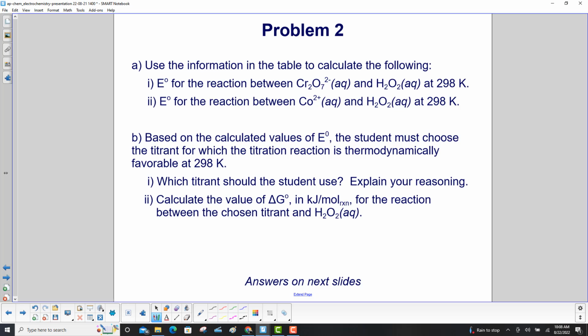B, based on the calculated values of E0, the student must choose the titrant for which the titration reaction is thermodynamically favorable at 298 K. Which titrant should the student use? Explain your reasoning. Then Part 2, calculate the value of delta G0 for the reaction between the chosen titrant and hydrogen peroxide.